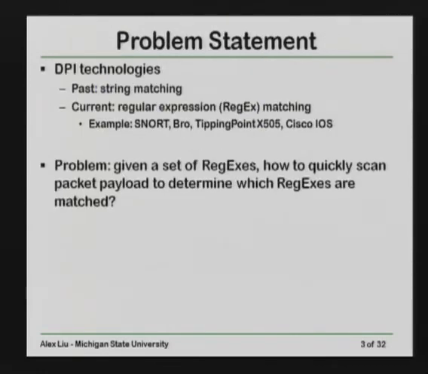The DPI technology in the past was mainly string matching. Currently they use regular expression matching, because regular expressions have much more expressive power than simple strings. For example, Snort, Bro, and TippingPoint, those commercial DPI technologies, use regular expression matching. So the problem is: you are given a set of regular expressions, and how do you quickly scan the packet payload to determine which regular expressions are matched. One payload may match multiple regular expressions. So that's the problem.